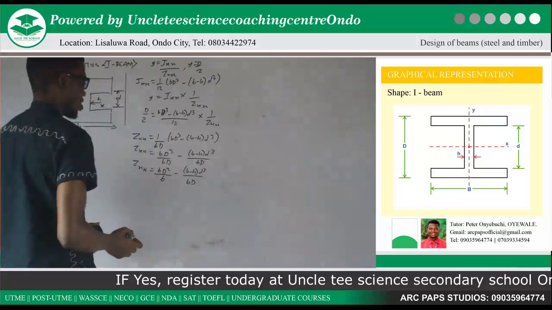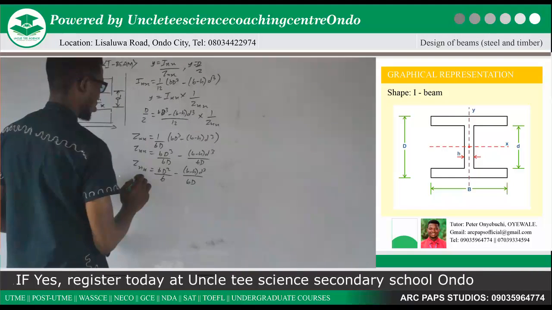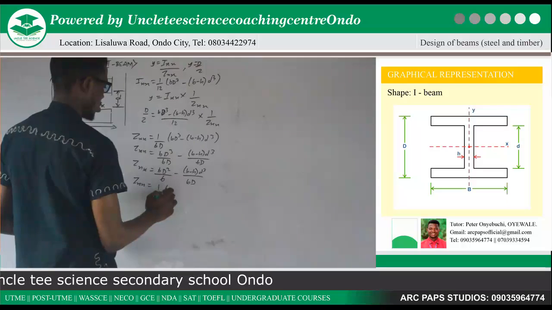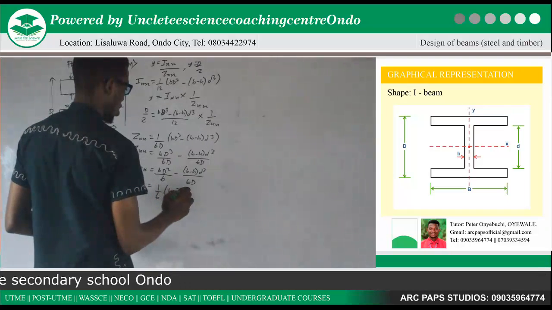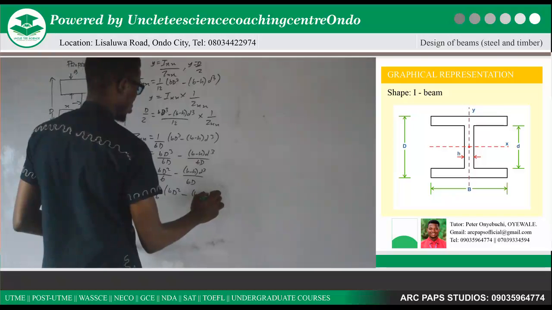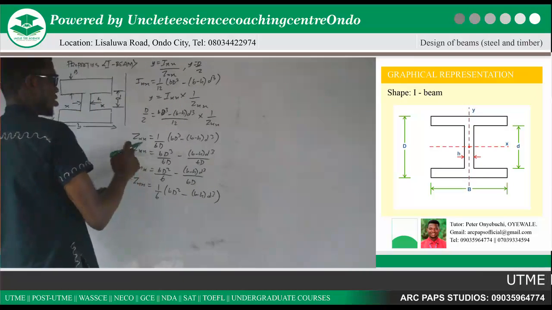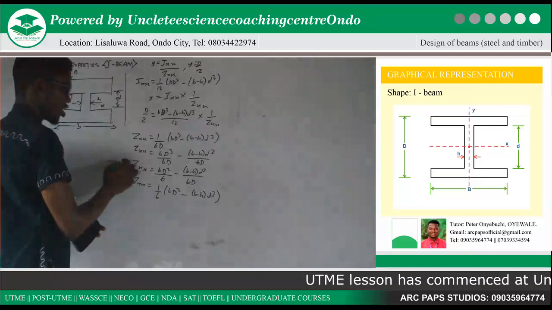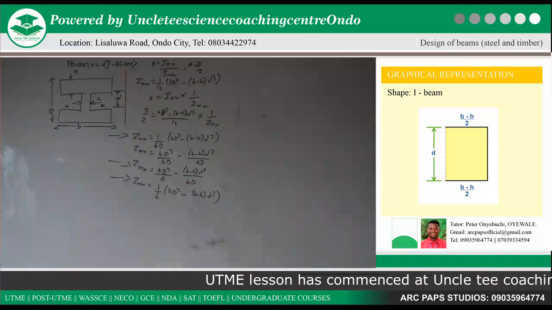So you can use any of these particular methods to solve, and you can still decide to bring 1 over 6 out, which will remain bd square minus b minus h d cube. So any of those three formulas can be used to find the sectional modulus of an I-beam.